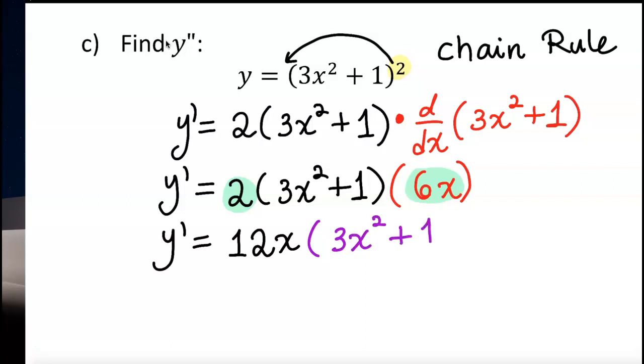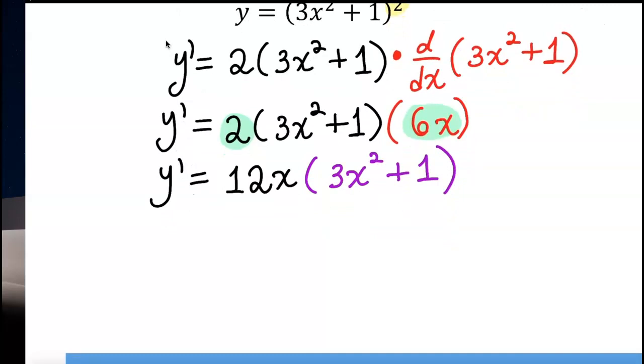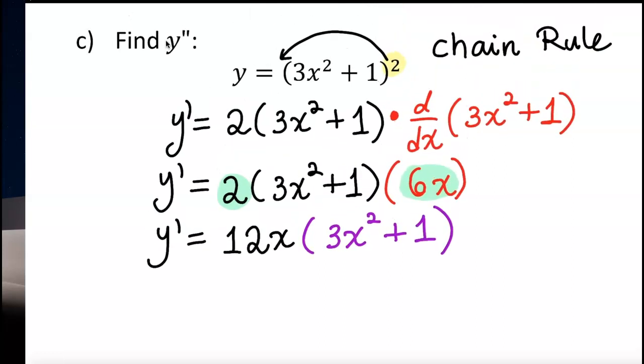Why did I use a different color? Because I want you to see this is actually a product. If they ask us to find the first derivative, then we're done. But unfortunately, this is asking you to find the second derivative. So we have to do one more step. We have to find the derivative of this, the very last line that you wrote down.